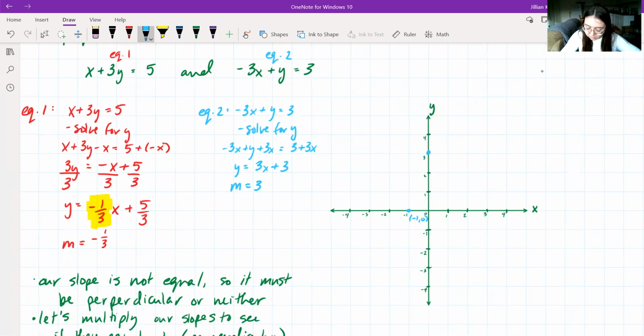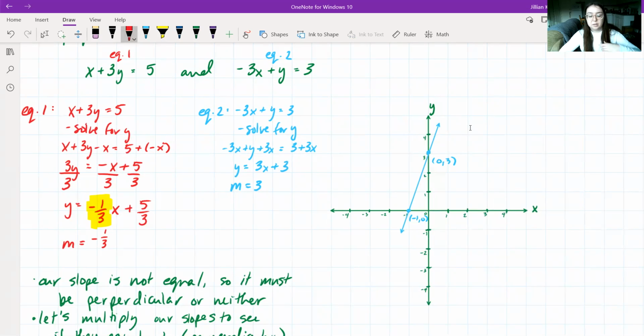Get negative 1, 0, and 0, positive 3. And we'll draw our line here. Looks something like this. Oh, come on. There we go. And that is slightly a bit off. And let's extend it a little bit out here. So something like that.